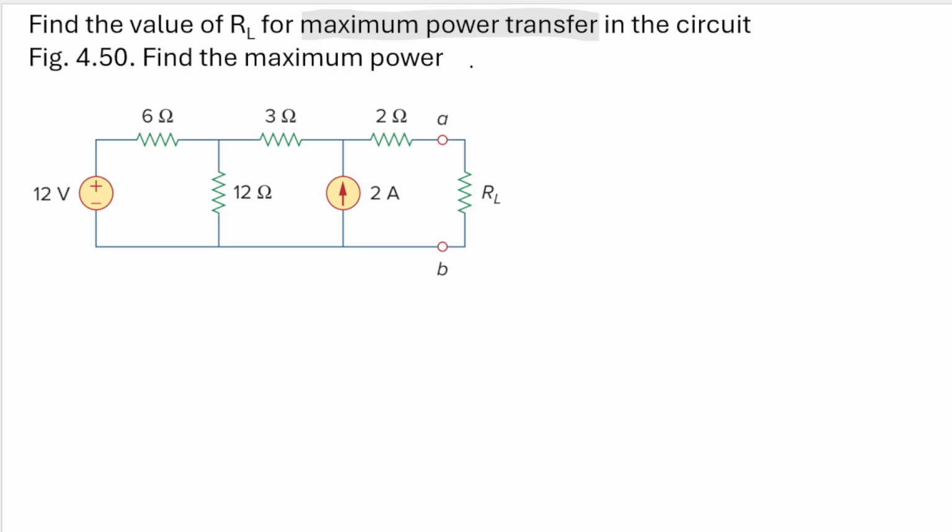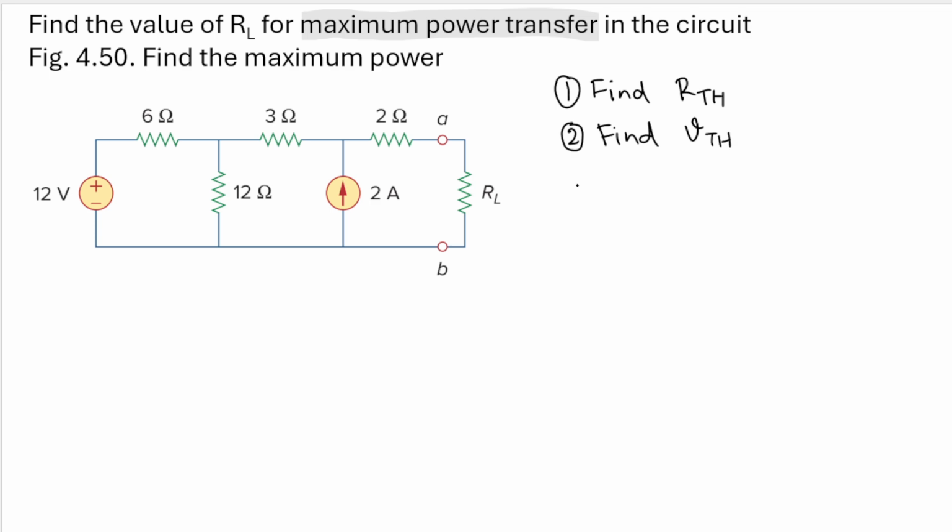There are 4 steps here. The first 2 steps will be finding the Thevenin equivalent circuit. So we need to find the Thevenin resistance, RTH, first. And then the second one will be finding the Thevenin voltage, which is VTH.